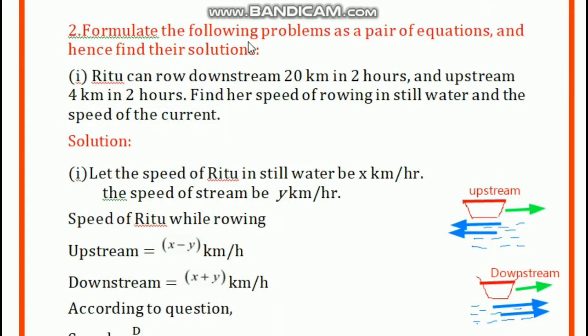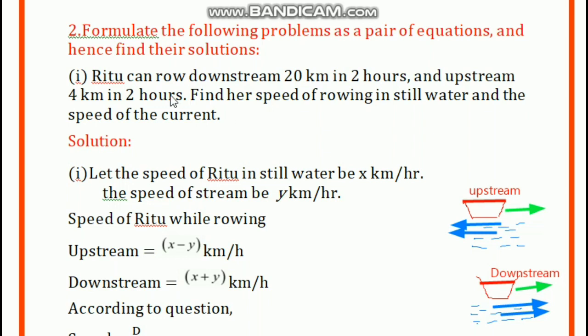Students, let's discuss exercise 3.6, second Roman. The question is: formulate the following problems as a pair of equations and hence find their solutions. First subdivision: Ritu can row downstream 20 km in 2 hours and upstream 4 km in 2 hours. Find her speed of rowing in still water and the speed of the current.